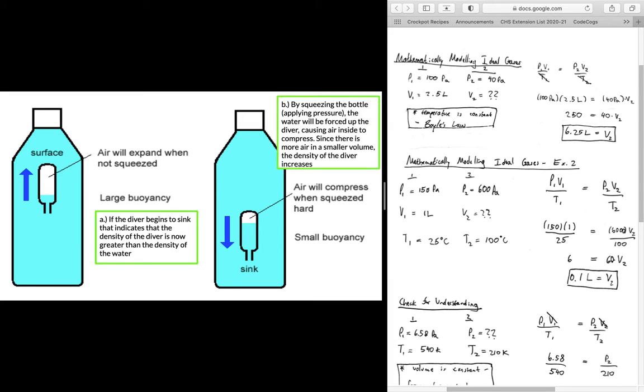So let's take a look at what's happening here, okay? When we squeeze the bottle, the water is going to rise inside the bottle, and thus the water is going to rise inside of the diver. So as a result, the air inside is going to be compressed into a smaller volume. So the pressure that we apply is decreasing the volume of the air. Since there is more air in a smaller volume, the density of the diver is going to increase, to the point that if we squeeze hard enough, the density will be greater than the density of water, and our diver will thus sink.